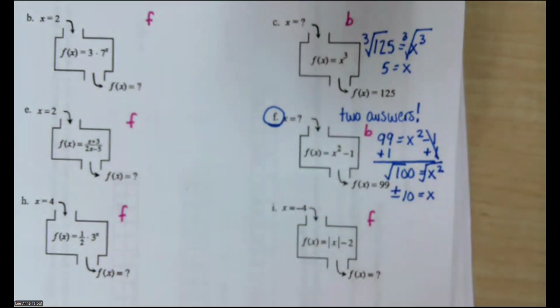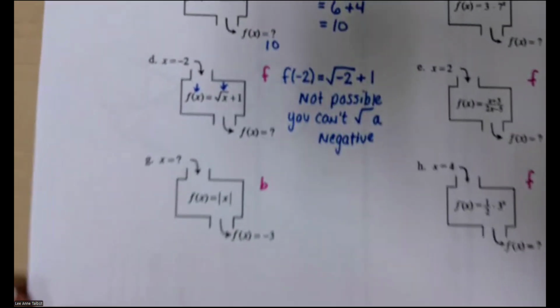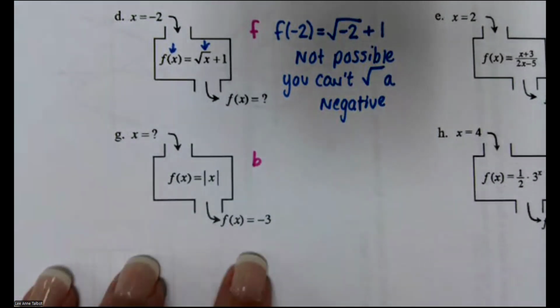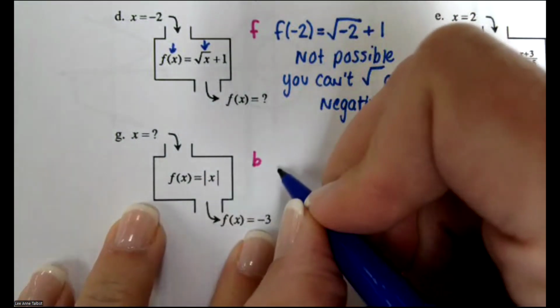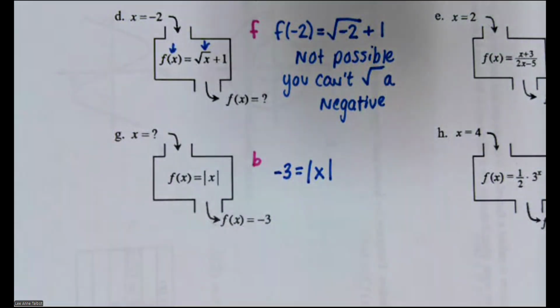Okay, let's go over to G and then we're going to do 37, and then I'll let you finish these other ones. Okay, backward function machine. That means I'm going to put the -3 on the other side of the equals. Absolute value of what number is -3? Also not possible.